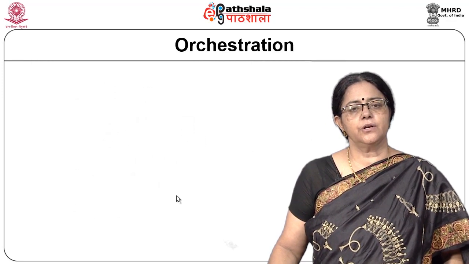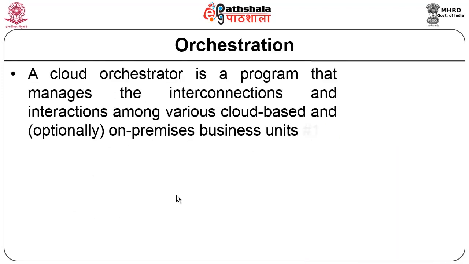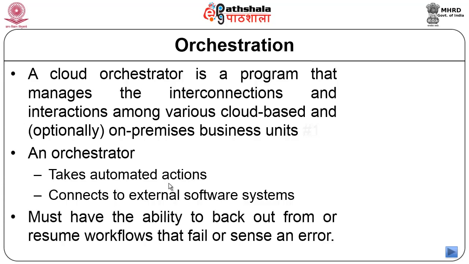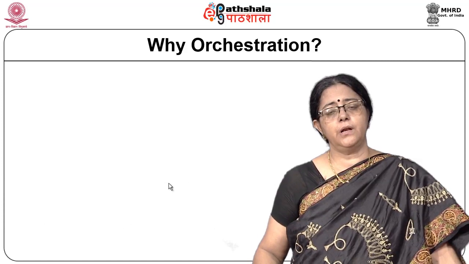Then comes orchestration. What is an orchestrator? It is a program that manages interconnection and interactions between various services. These services are cloud services, plus an orchestrator is also supposed to look at the on-premise other business services that are available. The orchestrator has to take automated actions, and it has to also connect to external software. It has to decide when an error has occurred, and it has to decide when to stop and back out. So, these are all orchestrations.